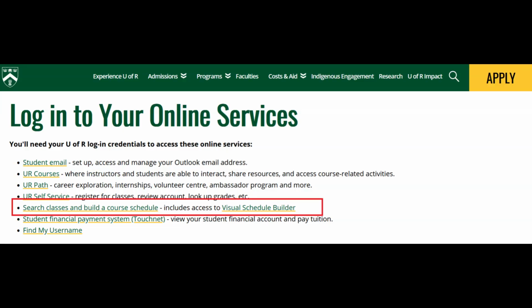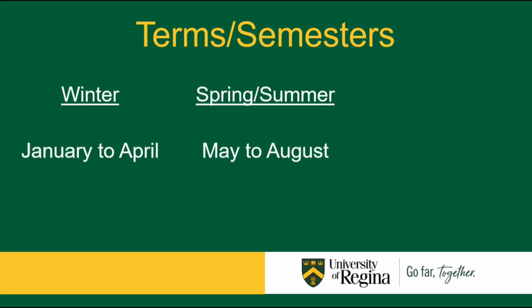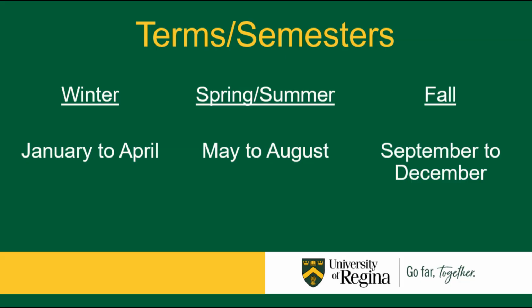Let's start by demonstrating the search by term. To find classes using the search by term, log into your UR self-service account. Before you can search for courses, you'll need to know within which semester you're searching for classes. Each calendar year is divided into 3 semesters. The winter semester runs from January to April, the spring-summer semester runs from May to August, and the fall semester runs from September to December.